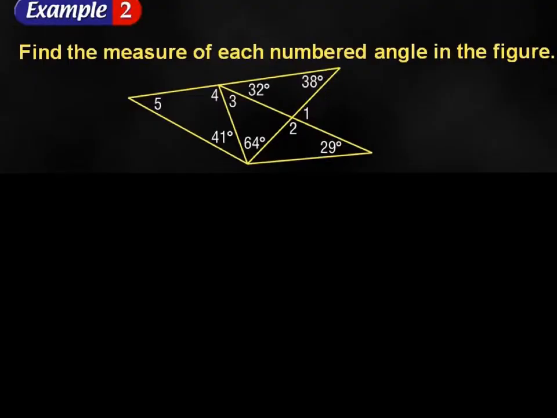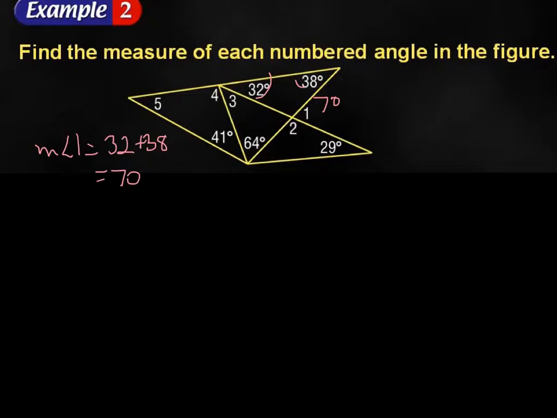For example 2, they ask us to find the measure of each numbered angle in the figure. Now I can see that angle 1 is exterior to these two, so the measure of angle 1 is going to be found by adding 32 plus 38. So I get my sum at 70 for 1. I'm going to write that on there. Keep track of what we know.